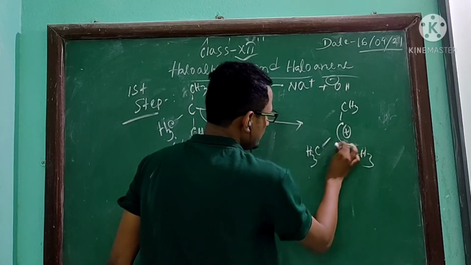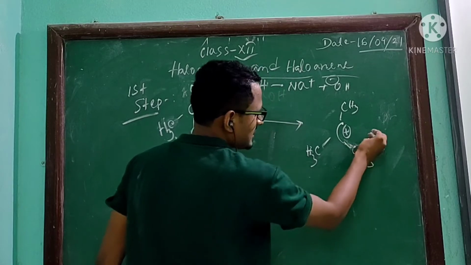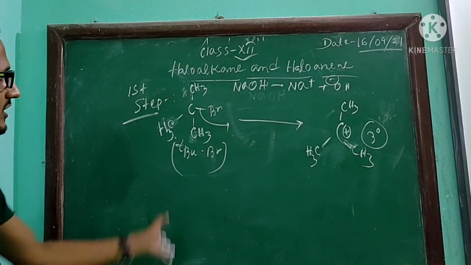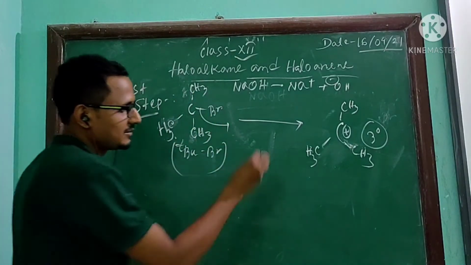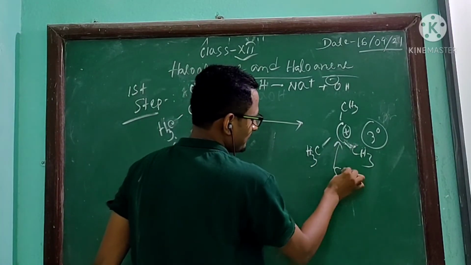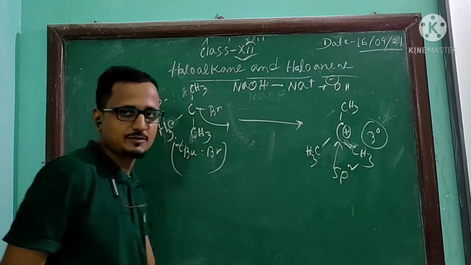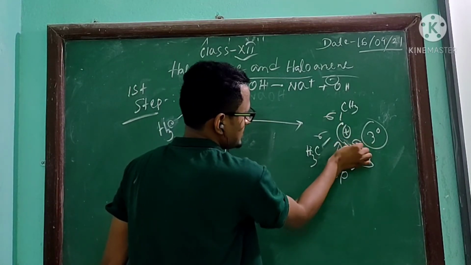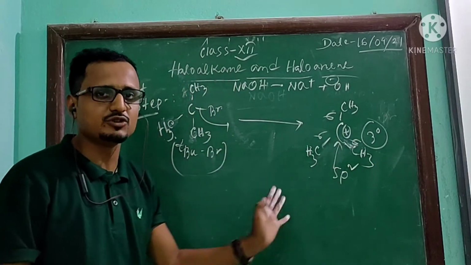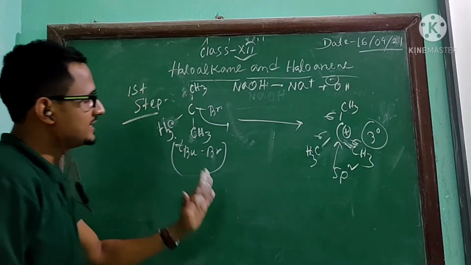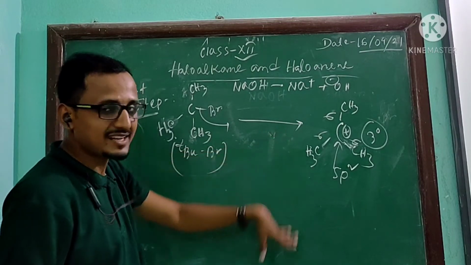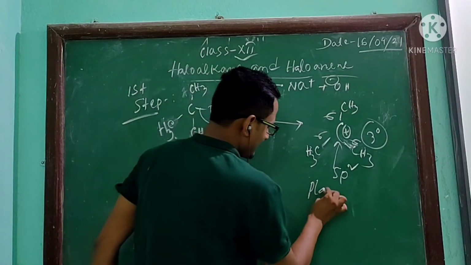Now this carbocation is planar in nature, you know. This is actually a 3D carbocation, and it is very stable. This carbocation is sp2 hybridized, because how many sigma bonds are here? 1 sigma, 2 sigma, 3 sigma. So 3 sigma means sp2 hybridized. As it is sp2 hybridized, it is planar in nature.